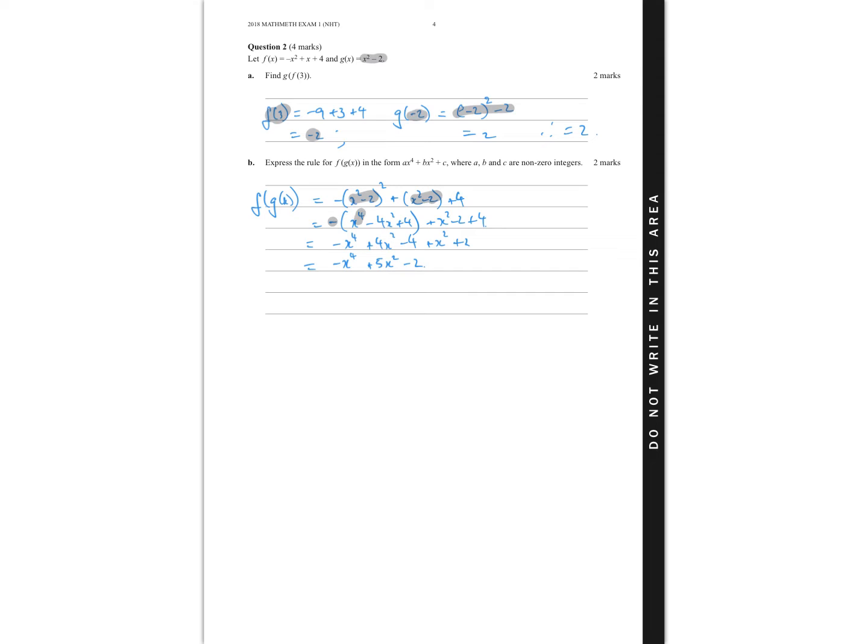x squared squared is x to the 4, minus 2 times a times b, so it's negative 4x squared. Negative 2 squared is positive 4. So it really is just a case of grouping all the terms together. ax cubed plus bx squared minus c, or plus c. So we've got the right values there. a, b, and c are integers, so it's the format that we need.